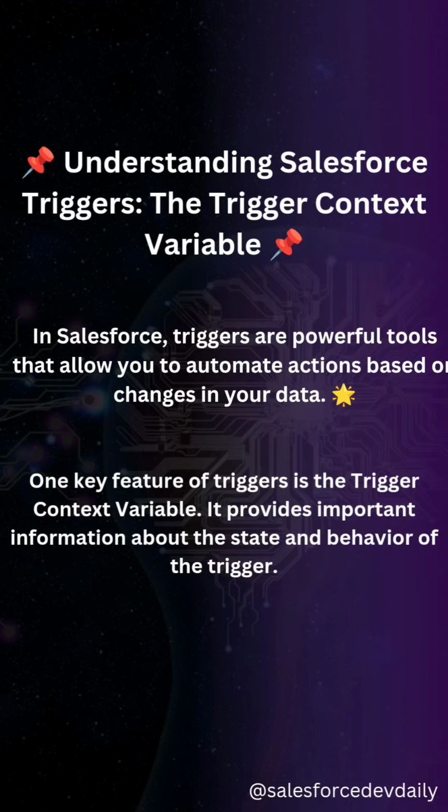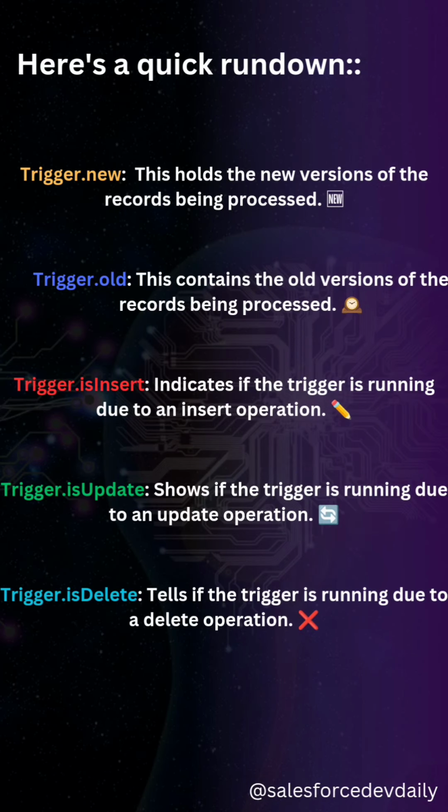Ever wondered how Salesforce knows what's happening when changes are made to your records? It's all thanks to trigger context variables. So what are they? These are special tools that tell Salesforce what kind of changes are happening to your data. So what are those context variables?